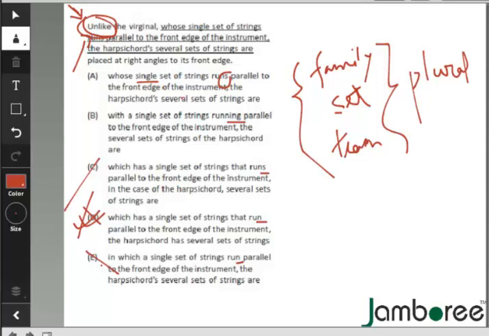Okay. So did you understand what I told you about this family, set, team, and Suminder? You there, Suminder? Are you okay? Okay, great. Any questions? Okay.